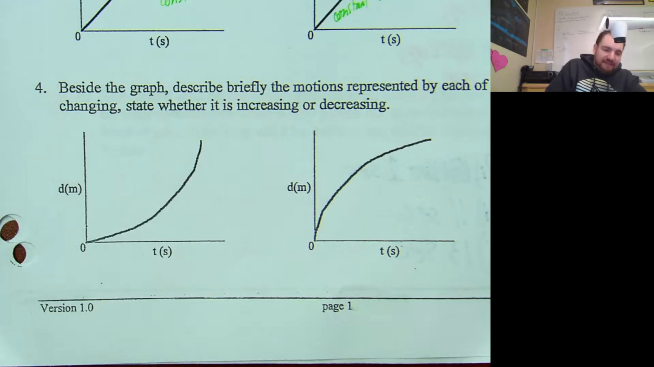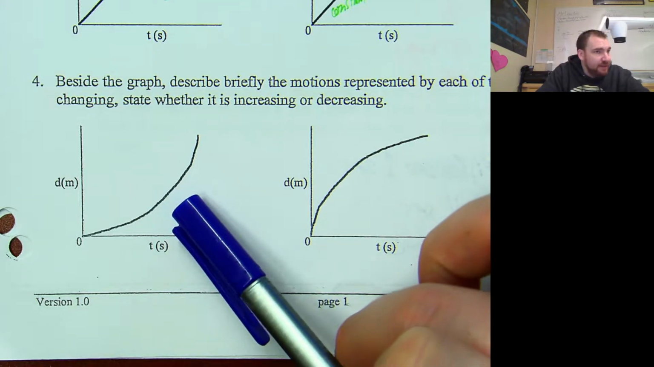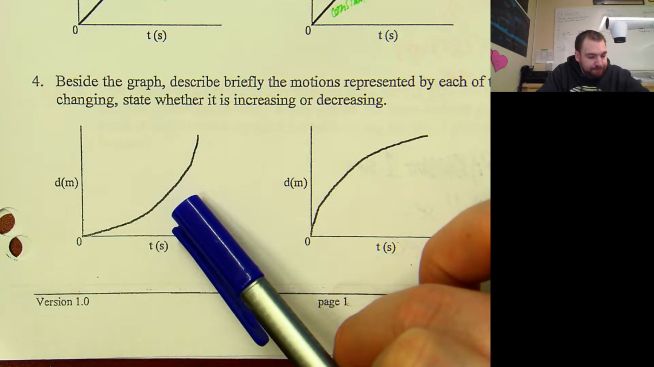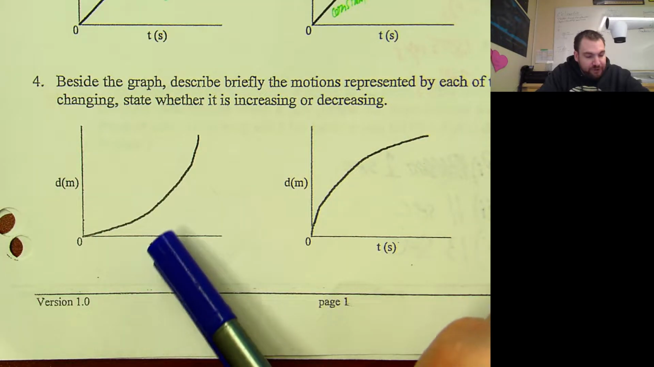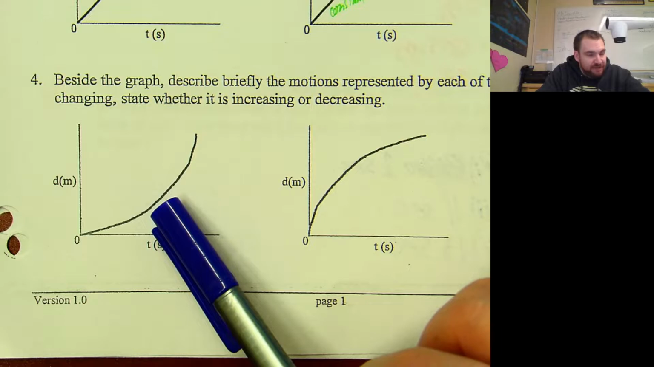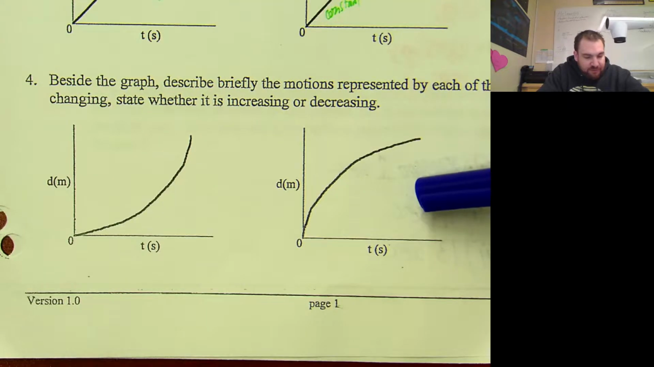Number 4, same kind of deal. Beside the graph, describe the motion represented. If the speed is changing, state whether it's increasing or decreasing. What's happening here? Nice and easy one. Connor? The line is beginning to move in a positive direction, speed is increasing. The speed is increasing, and it's positive. Cool. How about this one?